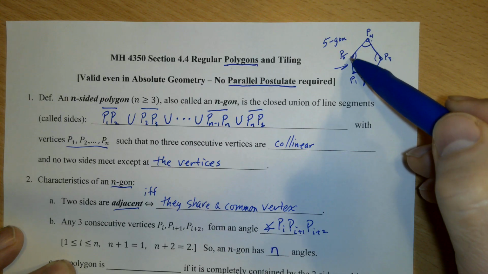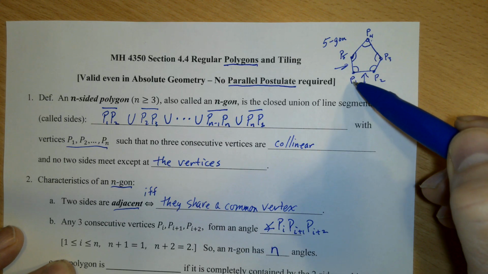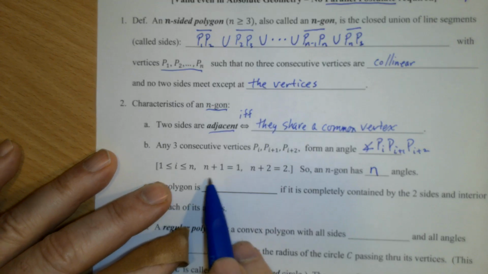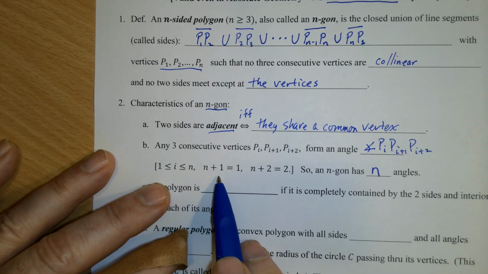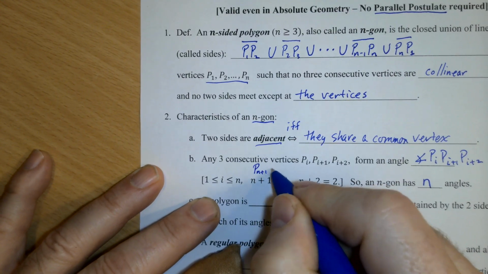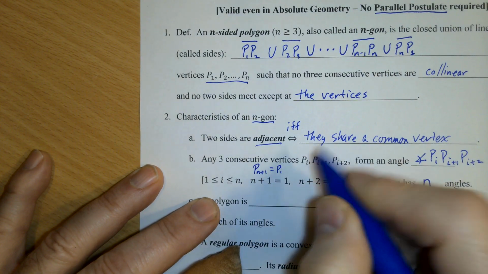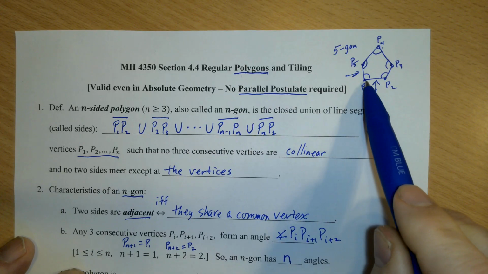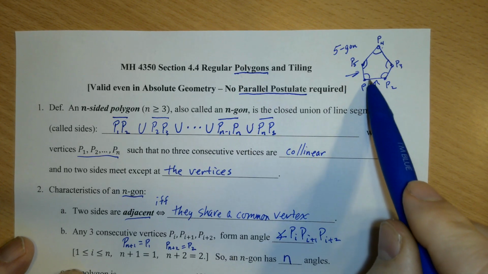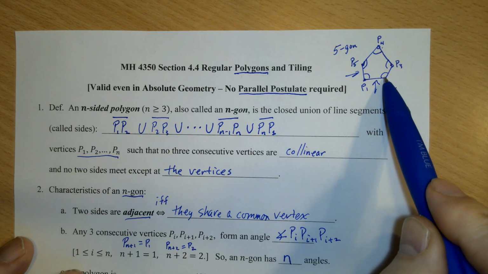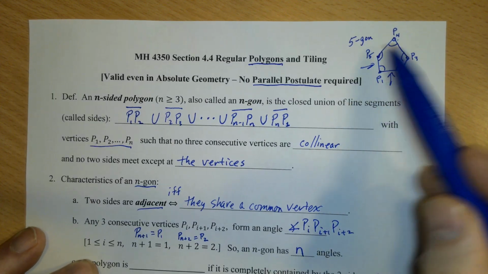It's not P4, P5, P6. We think of P1 as being the P6. So that's why I'm saying that I should have phrased this as P n plus 1 is equal to P1, and P n plus 2 is equal to P2. So this angle right here at P1 is not P5, P6, P7, but it's P5, P1, P2. The indexes kind of wrap around.